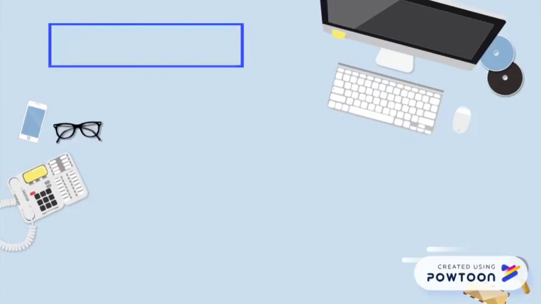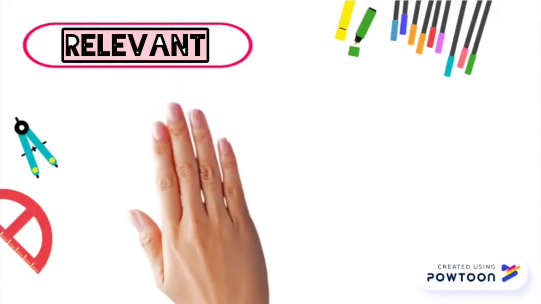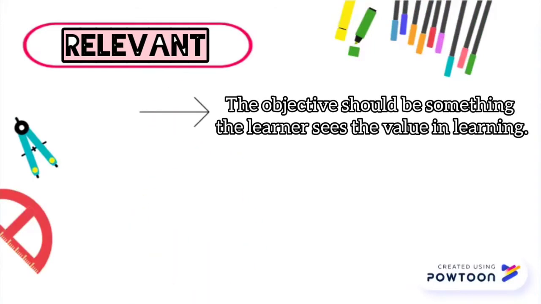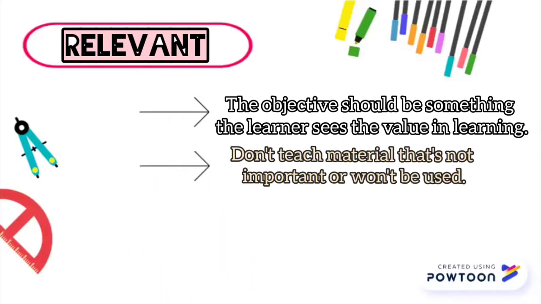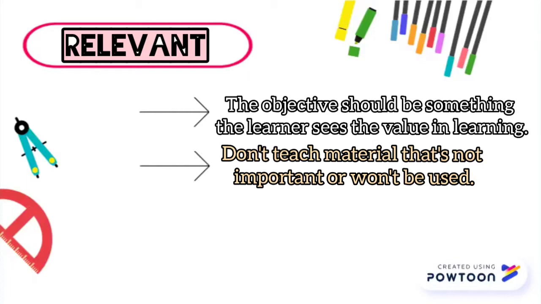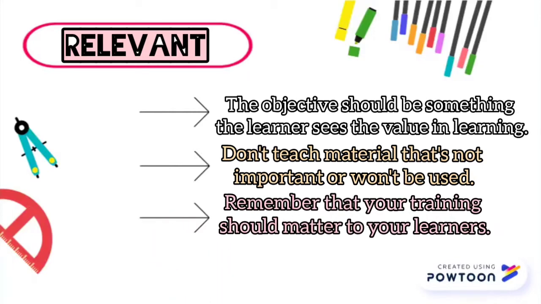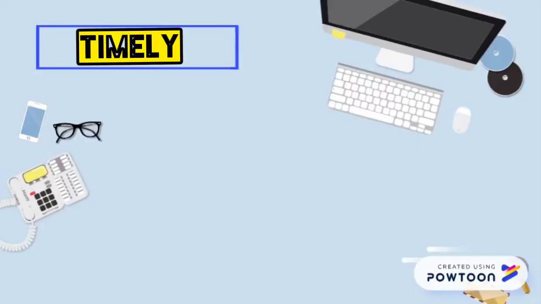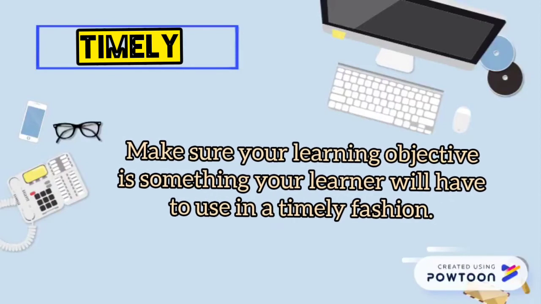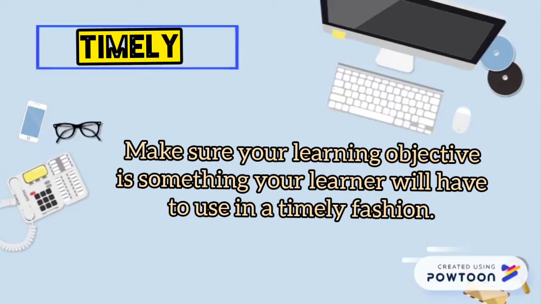Next, the fourth is relevant. The objective should be something that the learner sees the value in learning. Don't teach material that's not important or won't be used. Remember that your instruction in the classroom should matter to your learner. And lastly, the T stands for timely. Make sure your learning objective is something your learner will have to use in a timely fashion, like tomorrow or next week instead of next year.